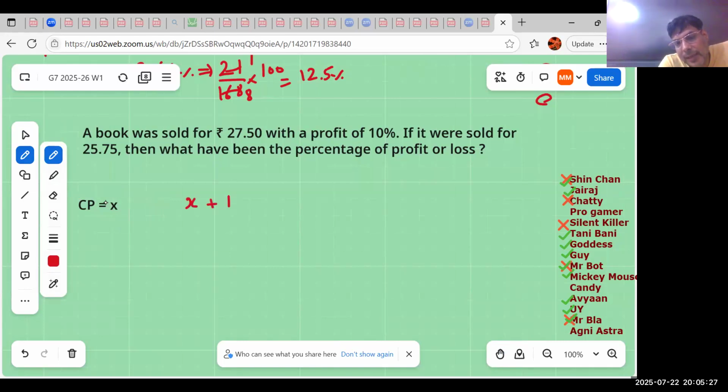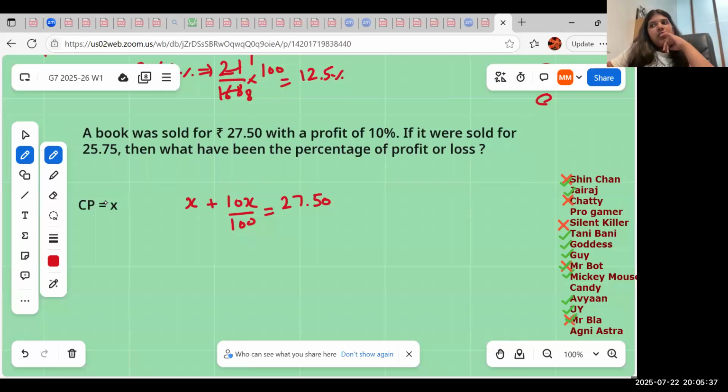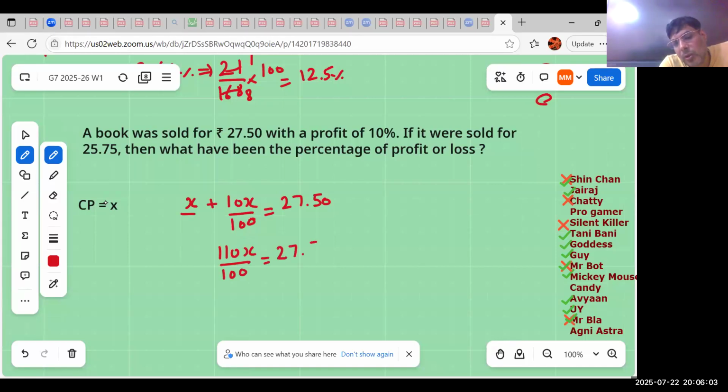Basically, I will do X plus 10X upon 100 is equal to 2750. Do you mean this, or something else? I used the formula we did in school. Which method are you more comfortable with, this way or using the formula? Anyway, let CP be X. CP plus 10% profit is 10X upon 100 is 2750. That will give me 110X upon 100 is equal to 2750.